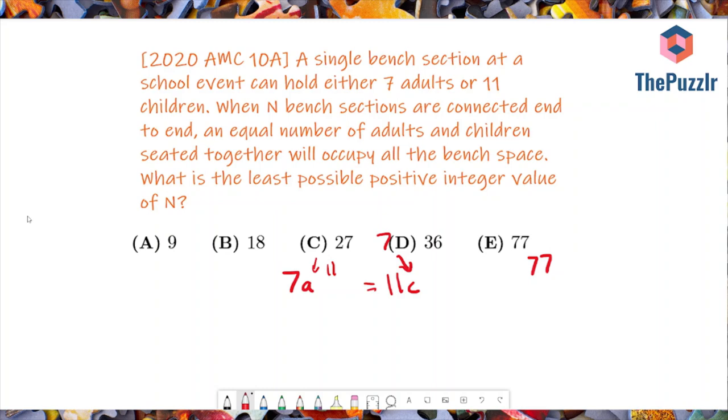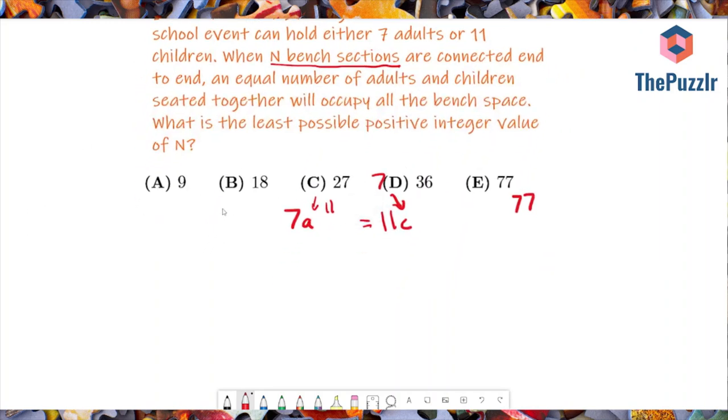So what does that mean? Well, when n bench sections are connected end to end, there's an equal number of children in each seat. So you need 11 seats for the adults, and then you need 7 seats for the children.